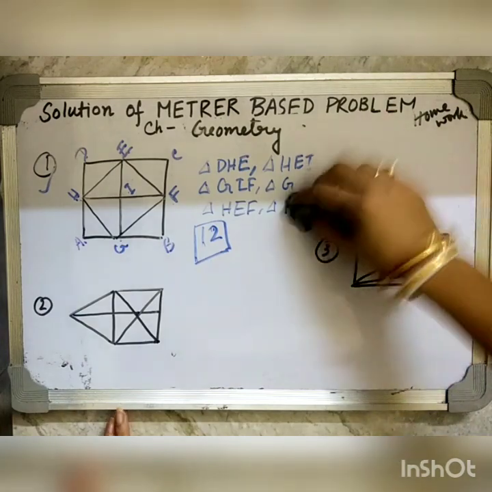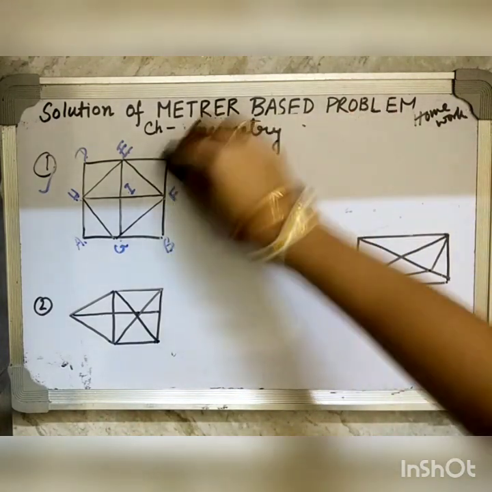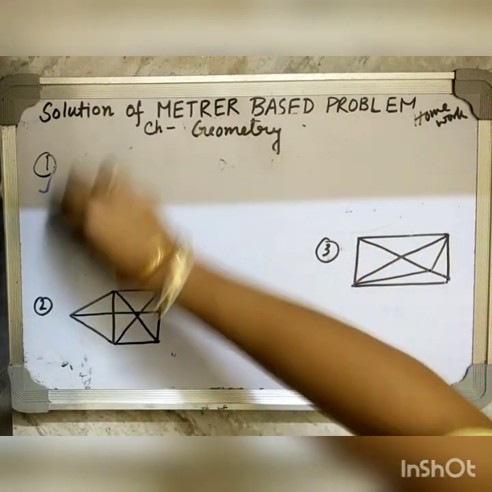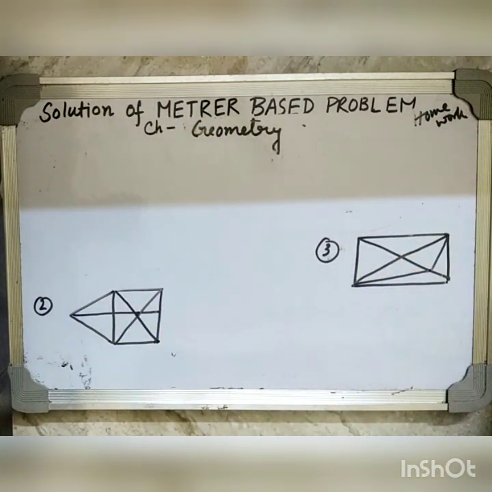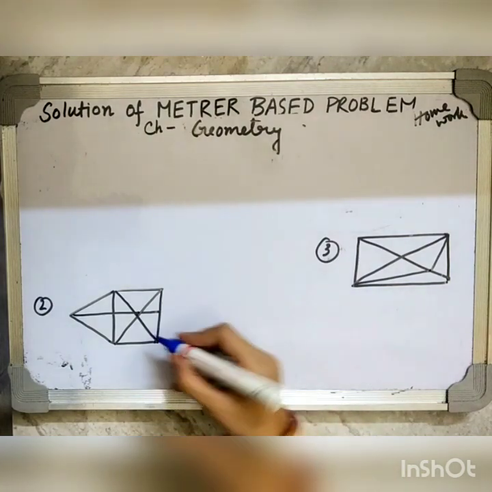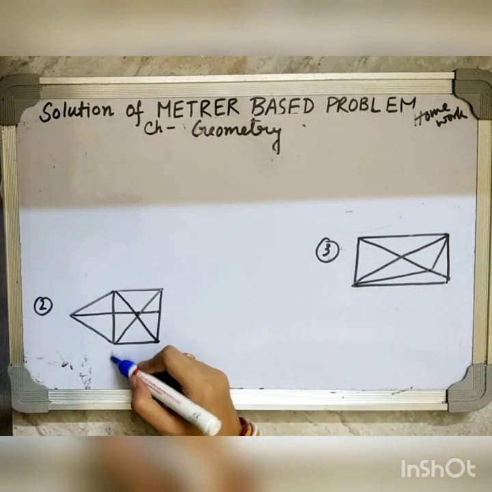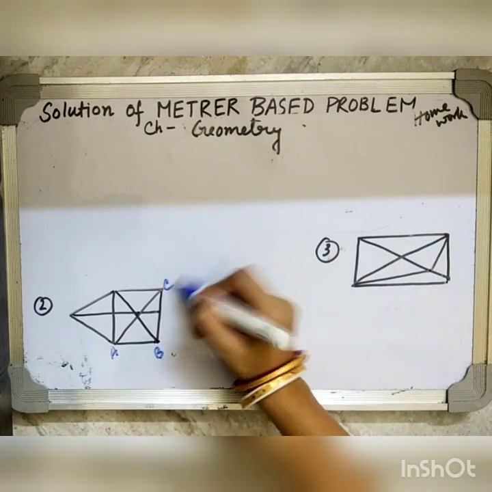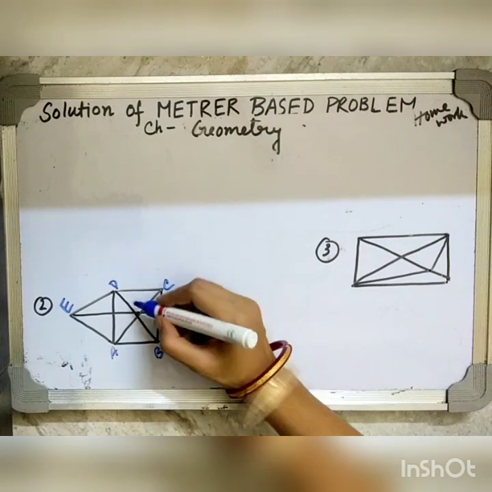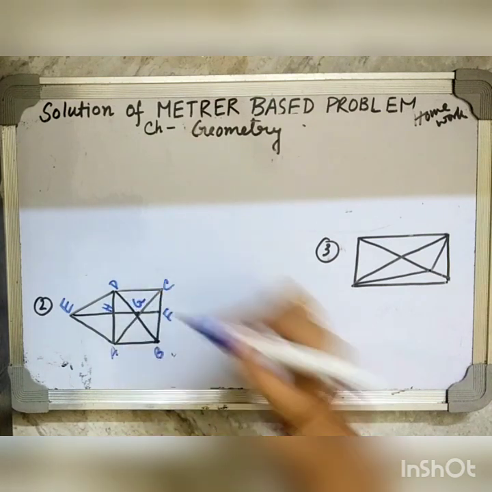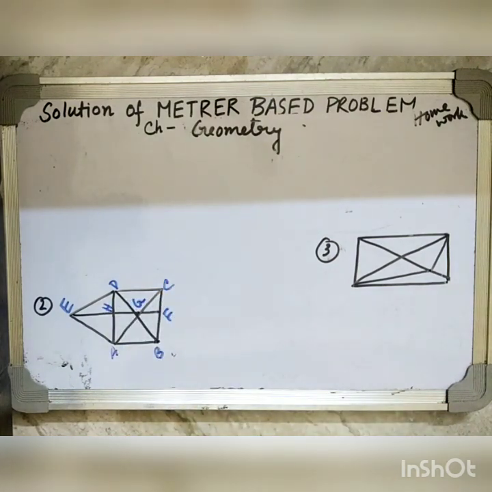I am just rubbing it for the shortage of space. I hope all of you have written it. If you have not written it, then just pause the video and write all the names. Okay. Now for this figure also the same thing we will do. A, B, C, D, E, F, G, H. In this way you have given the names.